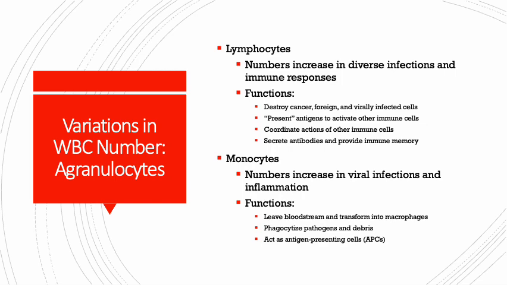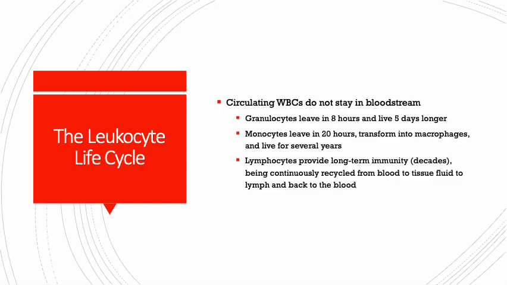Attack it anytime you see it. So monocytes act as that too. We talked about red blood cells and how they had a 120-day lifespan if they make it their full life. White blood cells also do not live forever, and they do not always stay in your bloodstream. So granulocytes leave in 8 hours and live 5 days longer. They leave the blood within 8 hours of being released into the blood, and then they only live for about 5 days. Monocytes leave in 20 hours, and they transform into macrophages, and they live for several years.